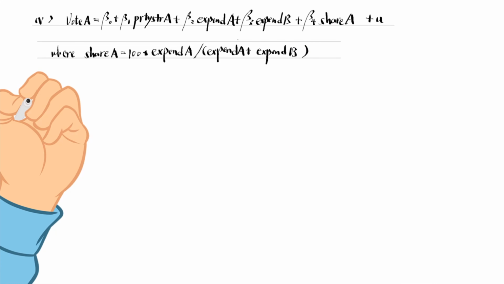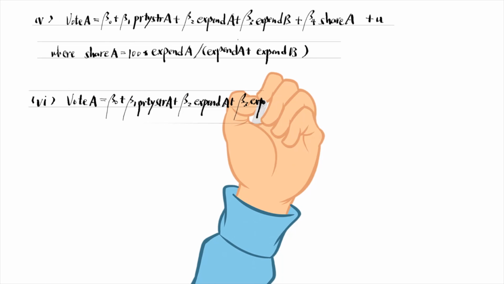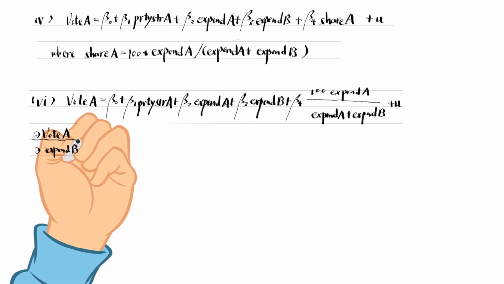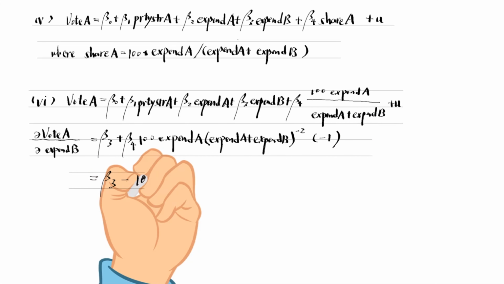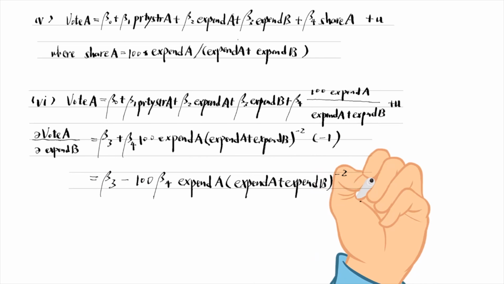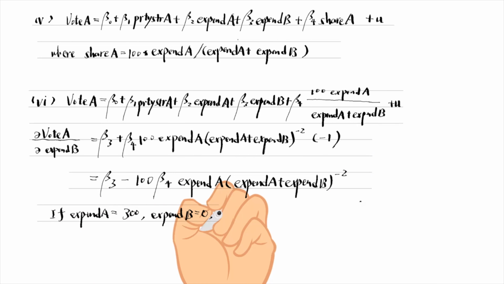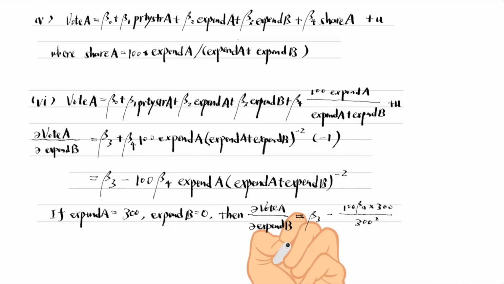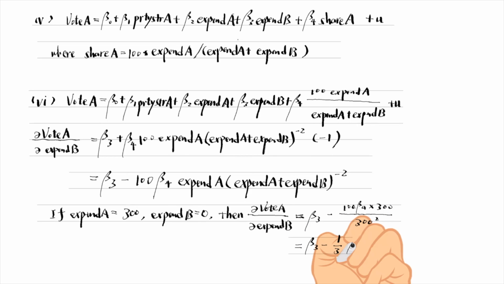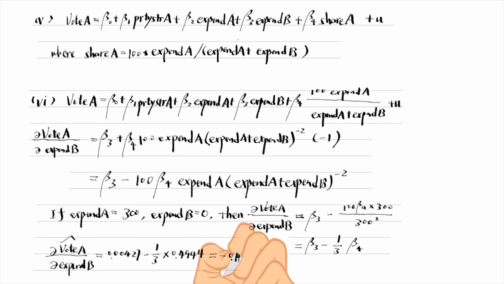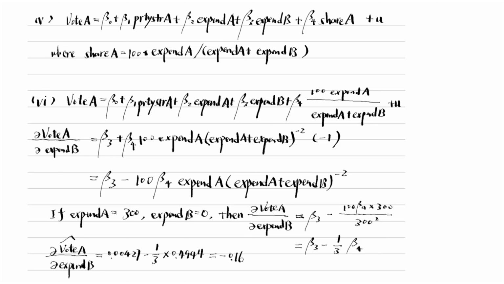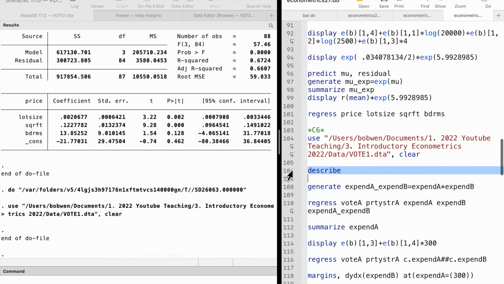In part 6, the calculus shows that the partial effect of B's expenditure on A's vote is minus 0.16 at the point. It implies that if B joins the campaign and spends the first 100,000, it will reduce A's vote by 16%.